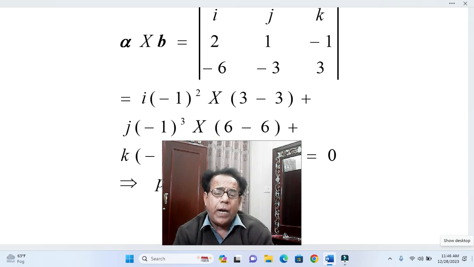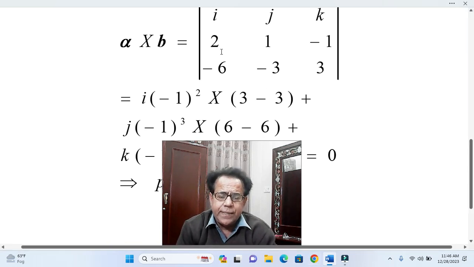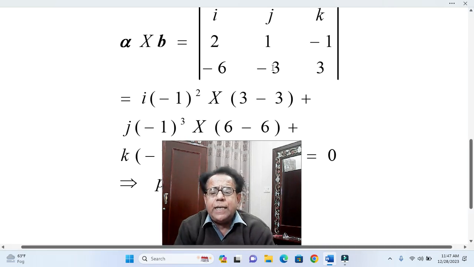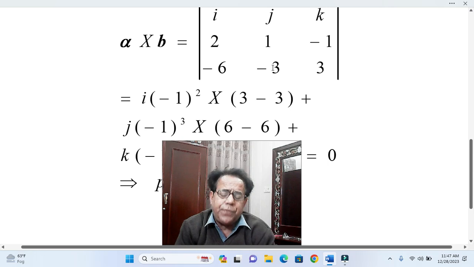So i times minus 1 raised to the power 2 into: the first column and first row will be treated as omitted, and we multiply this and then subtract the multiplication of this, that is, 3 minus 3 equal to 0. 1 into 3, 3, minus this into this, minus into minus will become plus, because we know that multiplication of similar signs results in plus sign, while multiplication of different signs results in minus sign. So it becomes 0.